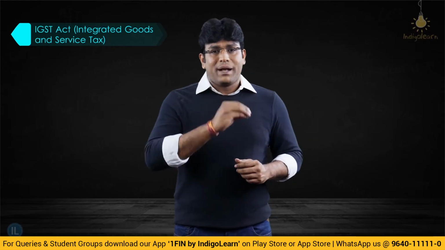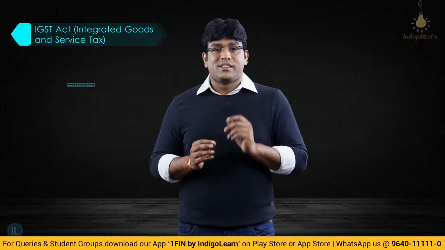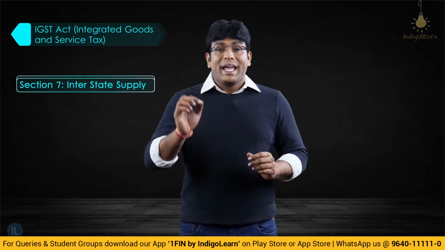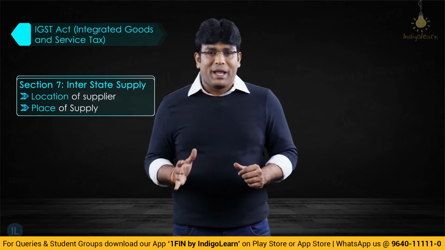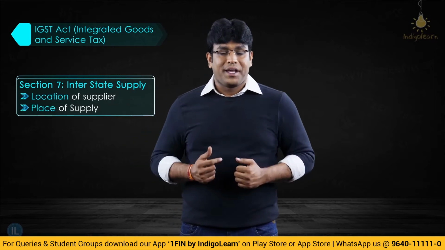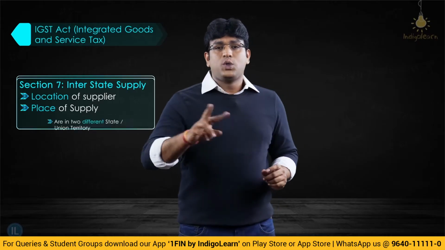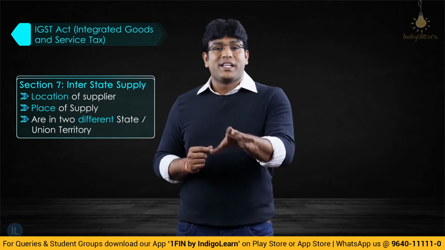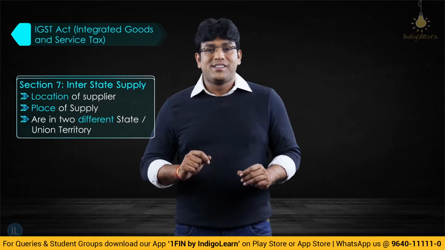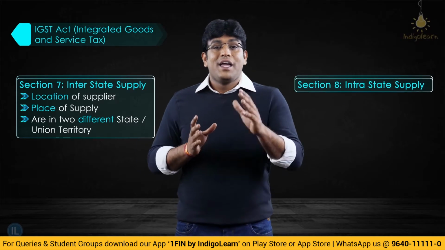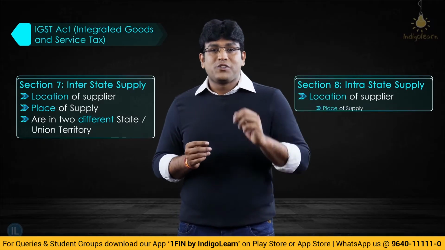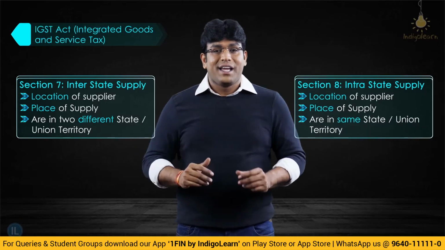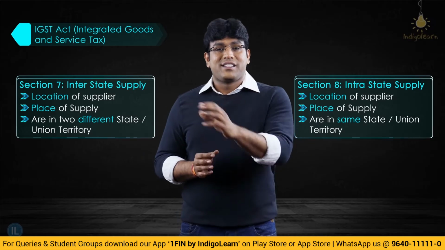Listen. In that, my dear friends, there is one section known as section 7 which deals with the concept of interstate supply, where they have clearly specified that if the location of supplier and place of supply are in two different states or UTs, then it is regarded as interstate supply. Whereas section 8 specifies that if the location of supplier and place of supply are both in the same state, then it is regarded as intrastate supply.